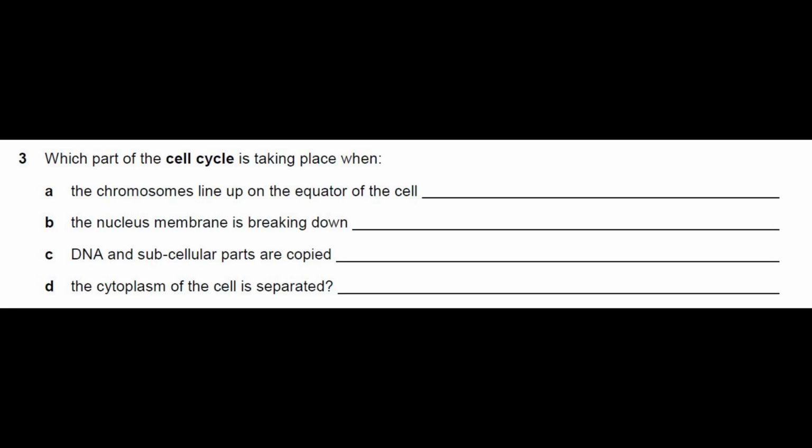And the last one was D, which was which part of the cell cycle is taking place when the cytoplasm of the cell is separated. And that, hopefully you got, that is the very last thing that happens. We've got two nuclei, two copies of the DNA, and finally our cytoplasm separates and we form two new daughter cells. That's cytokinesis. Well done if you got that. Give yourself a tick. If not, give yourself a correction.